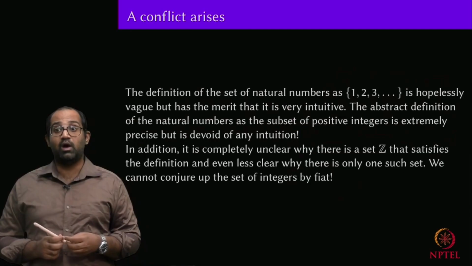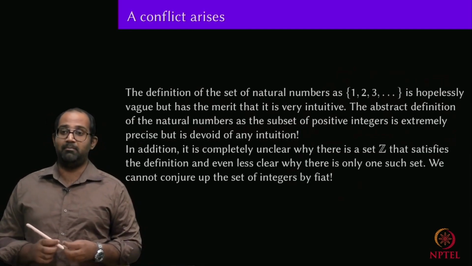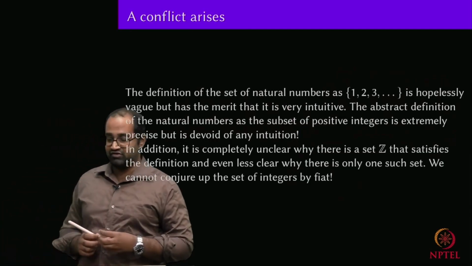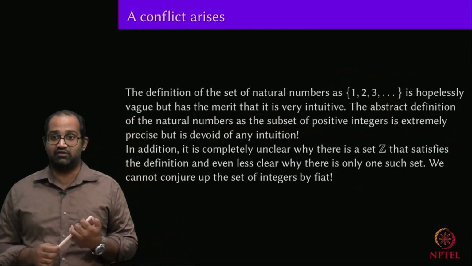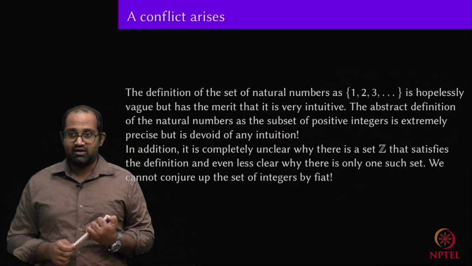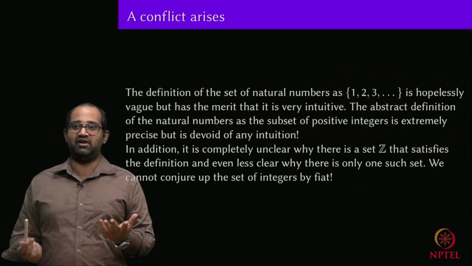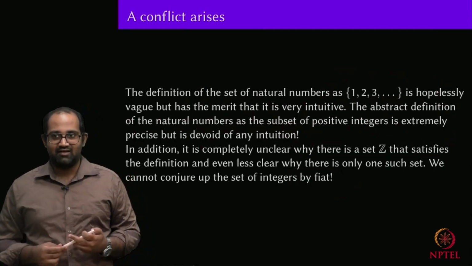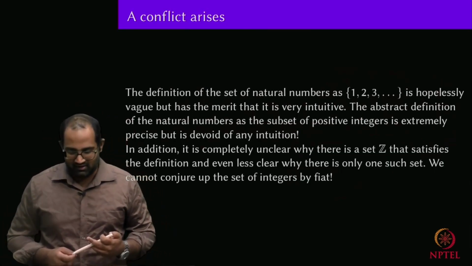And why is there only one such set? What if there are many sets of integers, all of which have equal validity as the set of integers? In short, we cannot conjure up the set of integers by fiat. We have to do some work, right?